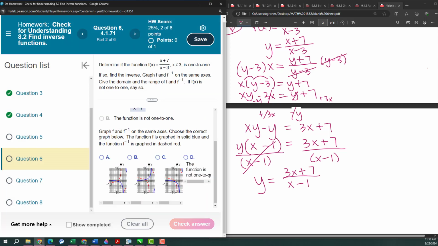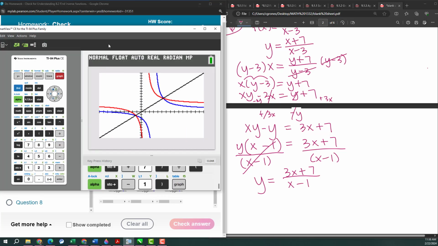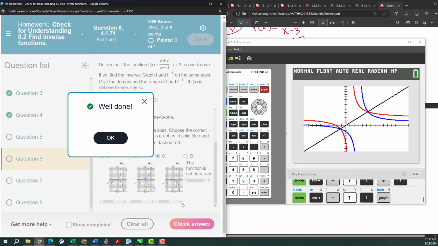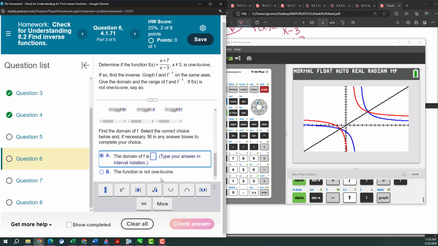All right, let's look at our graphs. So let me see, where's my calculator? So it's not B. It's either A or C. It doesn't look like it's A either, so it is C. And then our domain and our range of our function. So our function is the blue one.